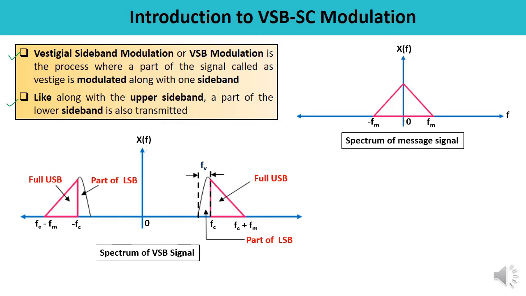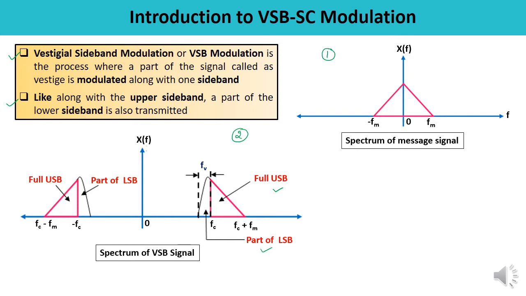In this diagram, diagram number 1, it shows the spectrum of the message signal. You can draw it very nicely. Second is the spectrum of the vestigial sideband signal. Here you can observe that the upper sideband is transmitted as it is, while the lower sideband is modified into a vestigial sideband. Now the full upper sideband and the vestige of the lower sideband are transmitted. So this is how you can draw the spectrum of the vestigial sideband signal.